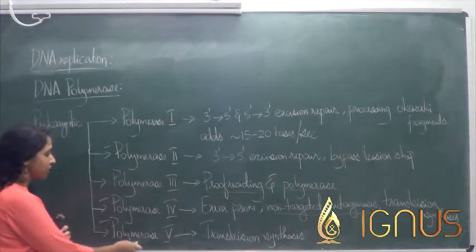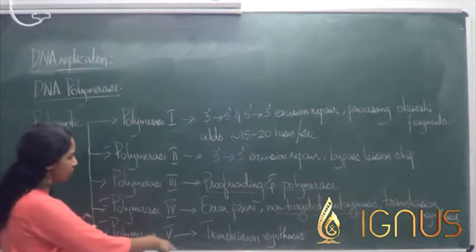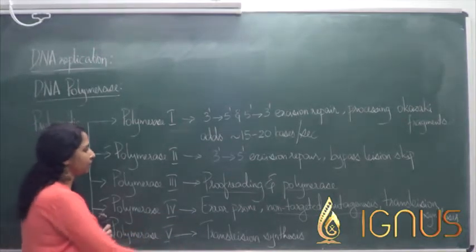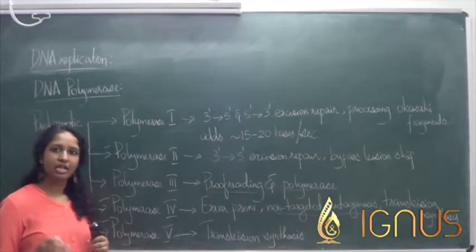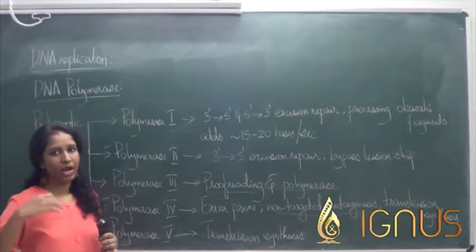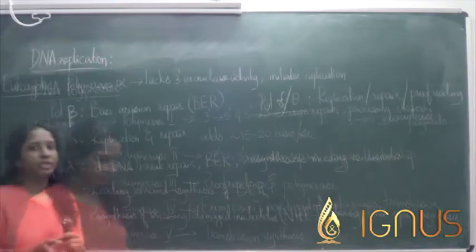Polymerase 5 of course is also error prone like polymerase 4, and like I was saying, it also does translesion synthesis, meaning that whenever it comes across an error, it's either going to skip it or going to add random nucleotides.